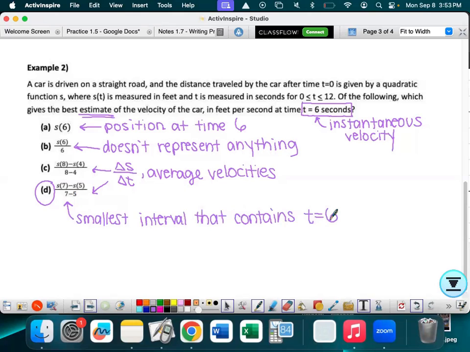And this question is straight from AP Classroom. You will definitely see similar questions to this on the AP exam. All right.